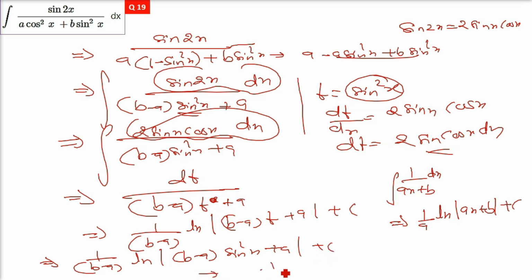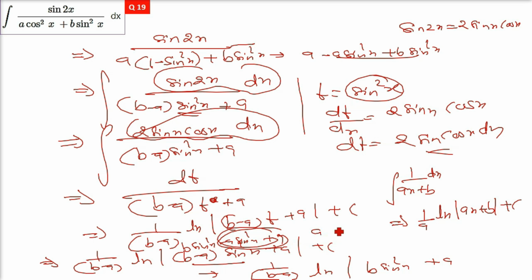One more thing you can do. See, 1 by b minus a was already there. Now b minus a into sin square x plus a. So b sin square x minus a sin square x plus a. Now, how do we combine this a and a? That will be better. You can keep it like this, but just for the sake of completion, it will be b sin square x, and you take just a common from here.